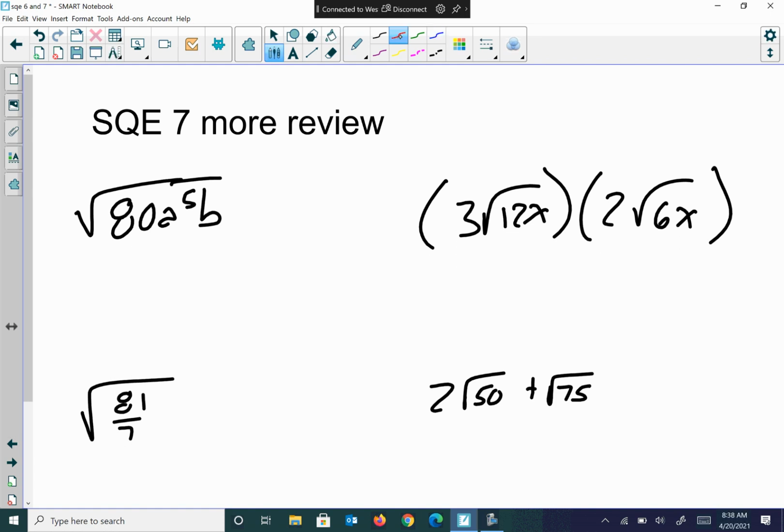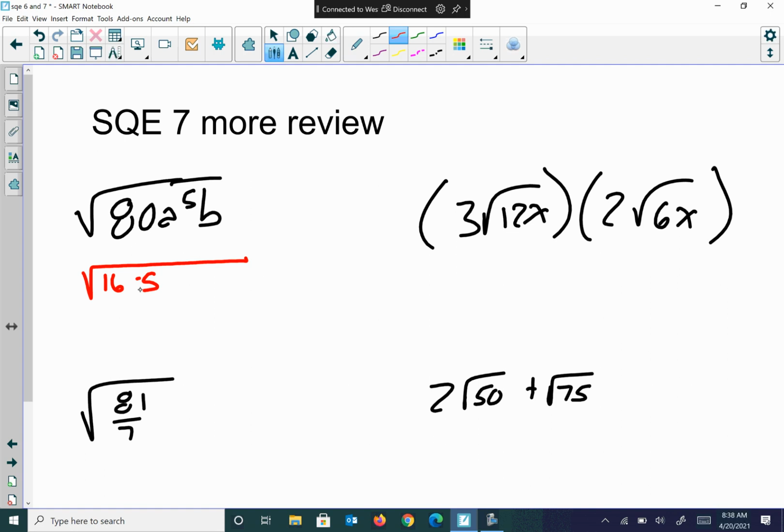Would somebody tell me how I could break 80 down with the largest perfect square? What do you think? Anyone recall? 8 and 10, but I don't have either of those perfect squares. What do you got? 16 and 5. Is that what you're going to say? 16 and 5, yeah. So I'm going to break it down to 16 and 5.